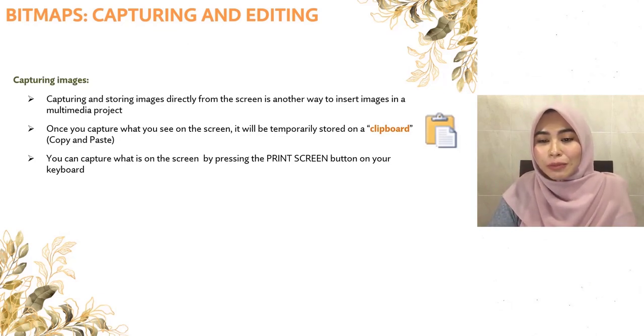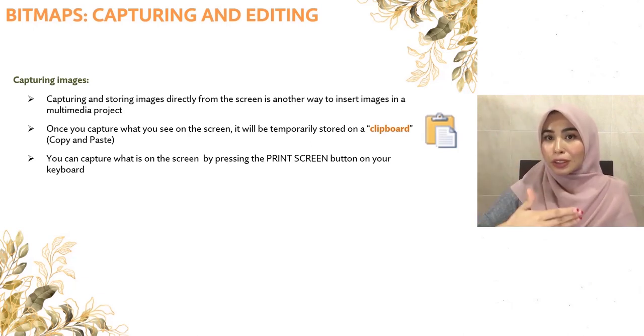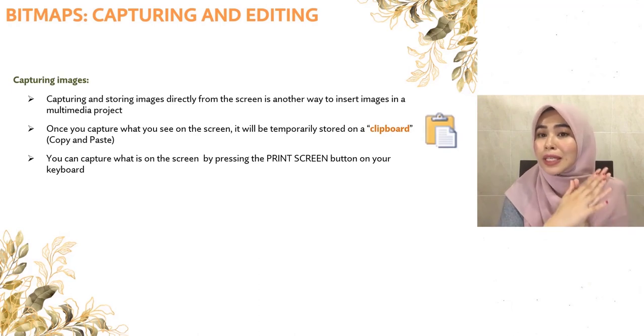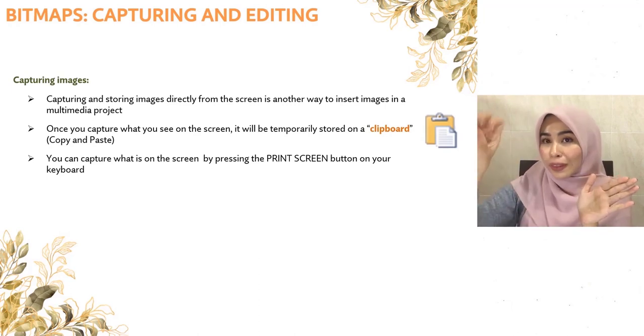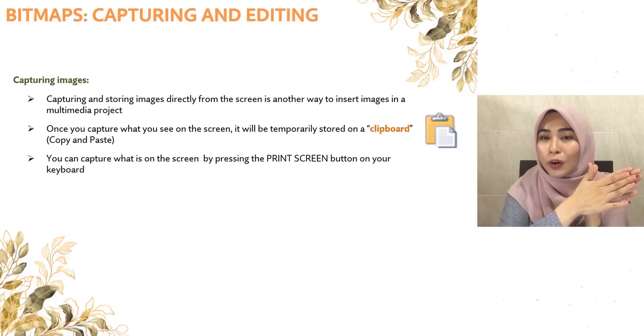Once you have screen captured things or you find images that you like, to insert them inside your project, you would use copy and paste. This is a method of copying a particular image and pasting it inside your software or your project. What happens with copy and paste is we use a thing called a clipboard. Imagine a clipboard is just an empty board. So when you like a particular picture, you copy this image and you paste it on your clipboard.